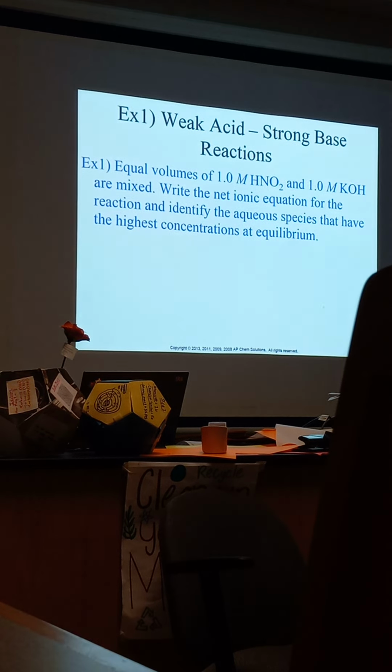Yes. All right. So, equal volumes of 1.0 molarity HNO2 and 1.0 molarity KOH. Guys, are any of these strong? You should have like a spidey sense looking for that. Any of these strong? The KOH is. Is KOH strong? Yeah, because anything from group 1, except for H of course, anything from group 1 or Ca, Sr, Ba are all considered strong hydroxides, right? Okay, so that KOH is strong.